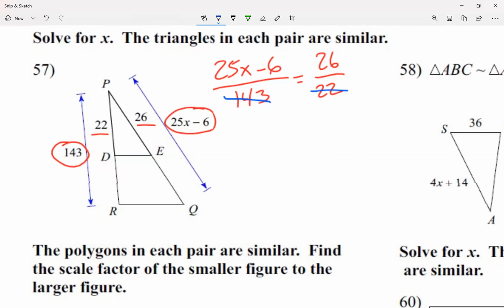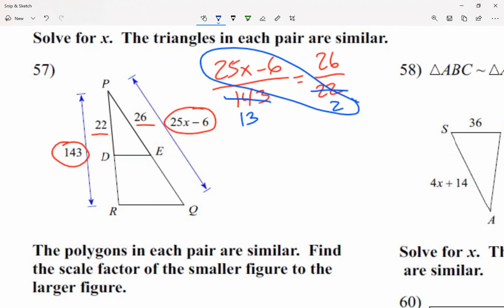143 and 22, let me divide each by 11. Okay, so I'm going to divide each by 11. So that's going to give me 13 and 2. We could probably simplify the fraction 26 over 2, divide each by 2, but I think the numbers are not that big anymore, so I'm just going to cross multiply it already.